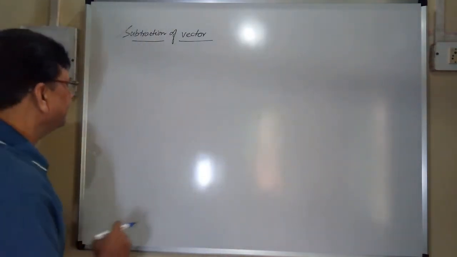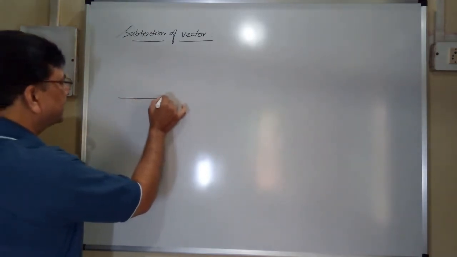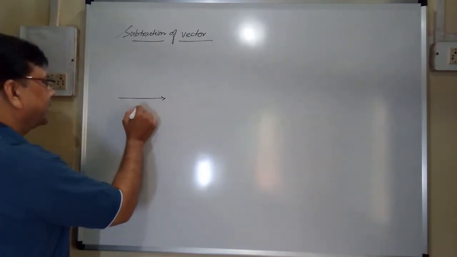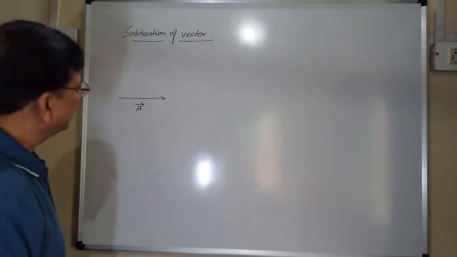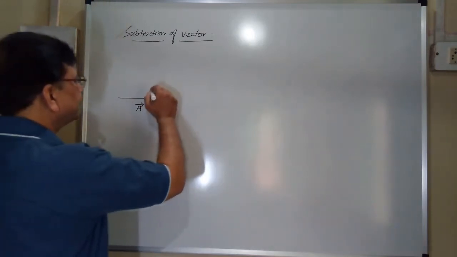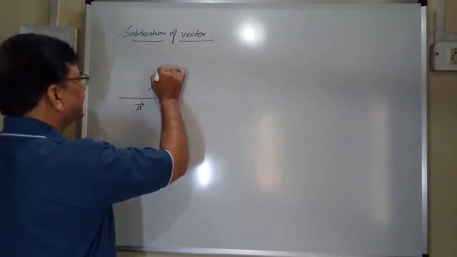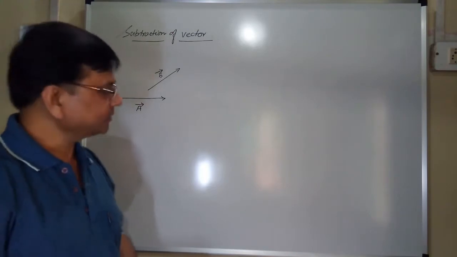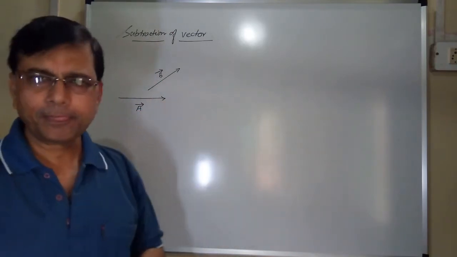So, let this be the vector A, and there is another vector B. Now we have to subtract the vector B from the vector A.